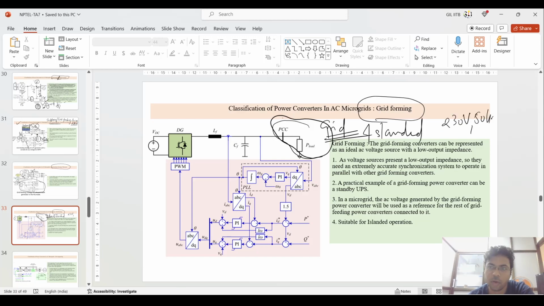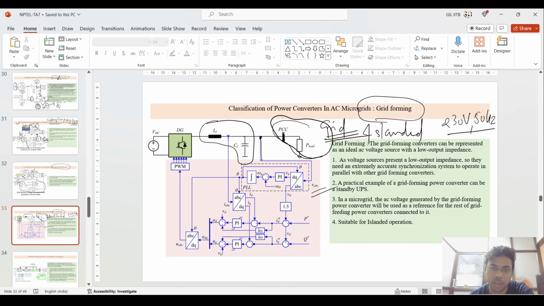In the grid following, you are already connected to the grid. And from taking the grid reference, 230 volt and 50 amp, you are generating the reference of the voltage. Here, how you will generate this VABC reference? Here you have the LC filter. And after this LC filter, you have this PCC. This is the PCC.